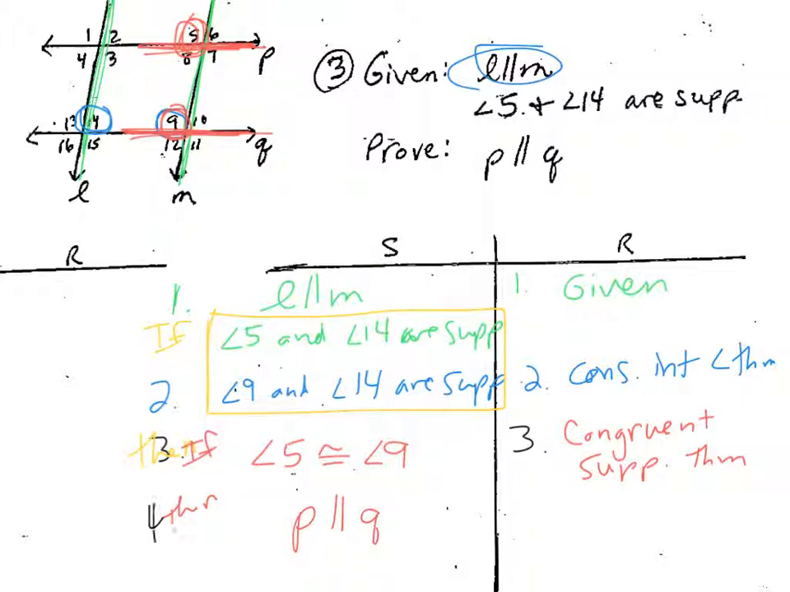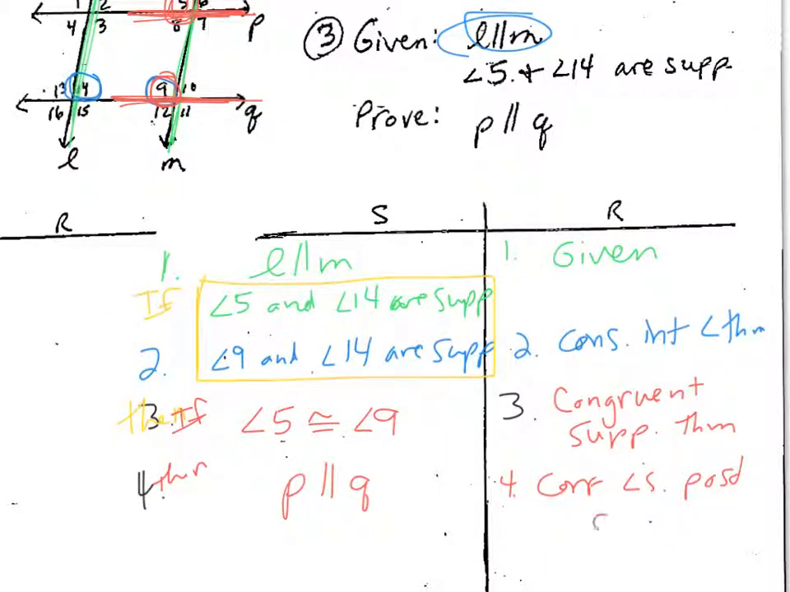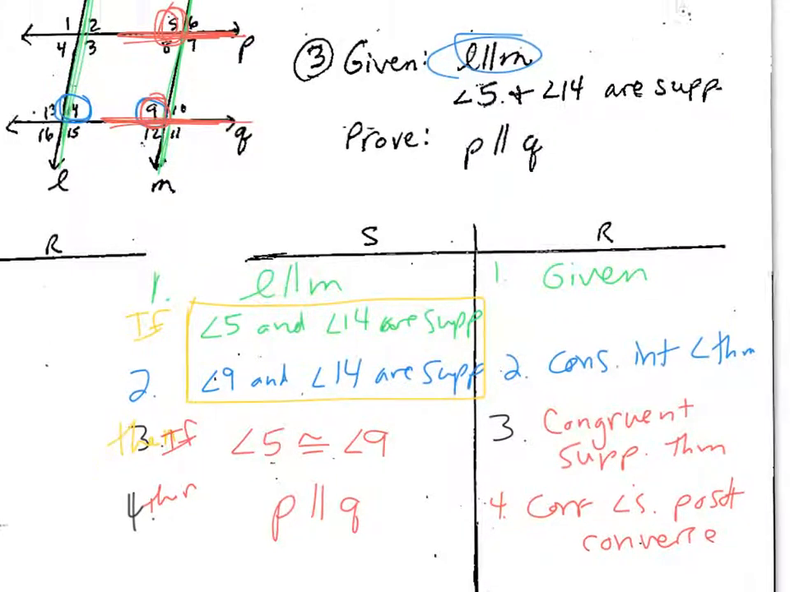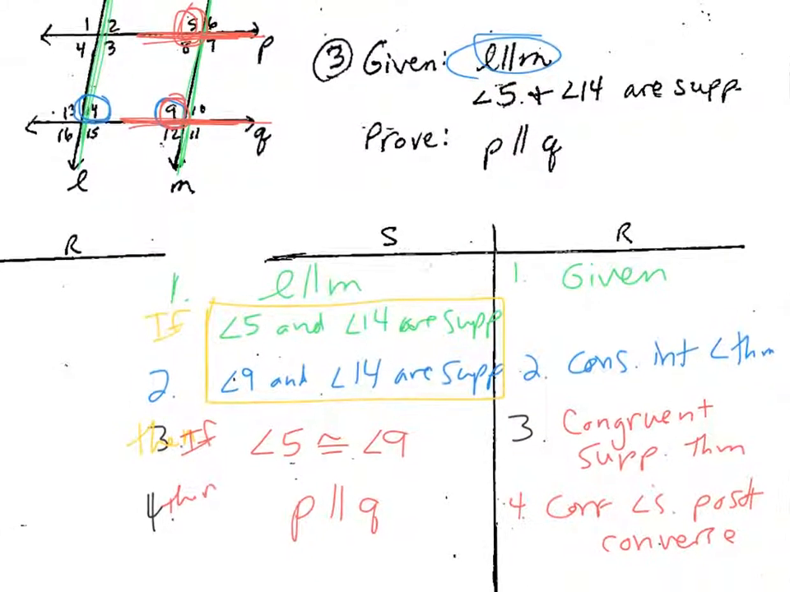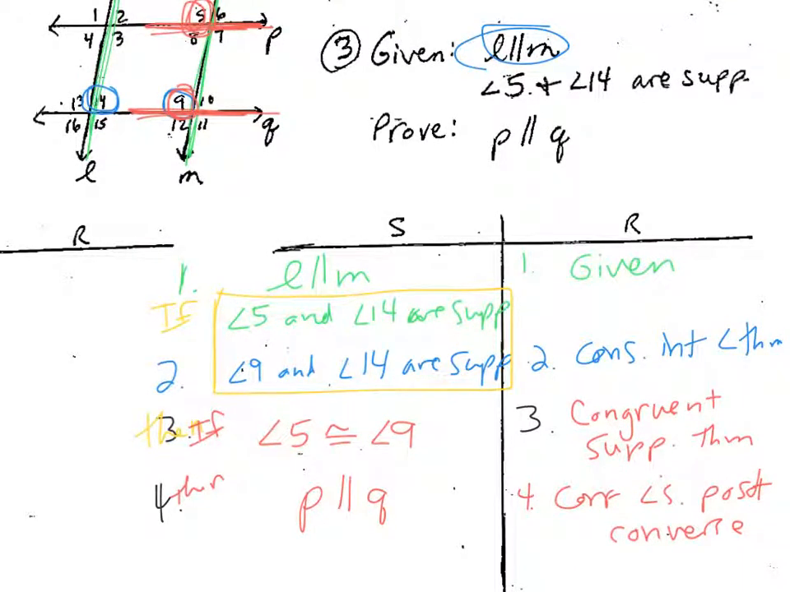So that makes this step 4, P is parallel to Q, and my reason is corresponding angles postulate converse. Make sure you put the word converse with this. Or you could just write out that if corresponding angles are congruent, then lines are parallel. That's what my converse postulate is saying in condensed form when I use that name.